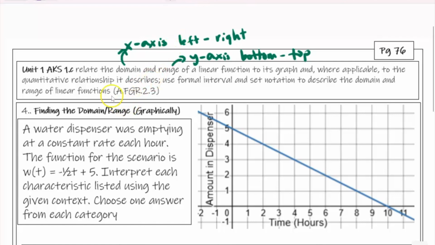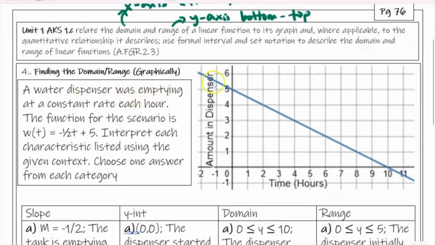Okay, so a water dispenser is emptying. So this is a real world situation. And remember, anytime there's real world situations, it restricts the graph. So if I was to type in this equation into Desmos, I'd see a graph, but it doesn't restrict it. But you have to remember that because it's a real world, it has to be restricted. So this water dispenser is emptying at a constant rate every hour.